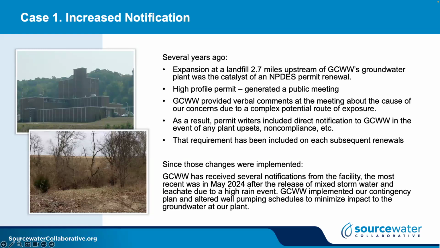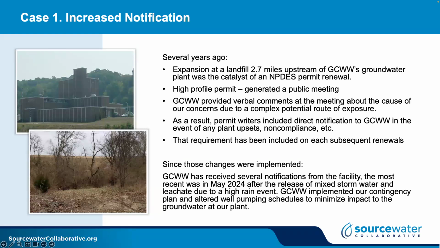As a result of those public comments, the permit writers did include a caveat in the permit that required the facility to provide direct notification to GCWW in the event of any plant upsets or non-compliance issues. That requirement was added several permit cycles ago, at least 2.5 permit cycles ago, and it has been carried through each subsequent permit renewal, and we'll get notification from the state so that they can update the contact information and make sure everything included in the permit is current. So as a result of those changes, it was very positive for us.